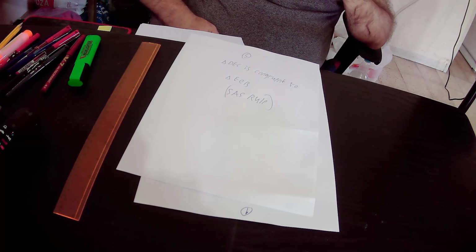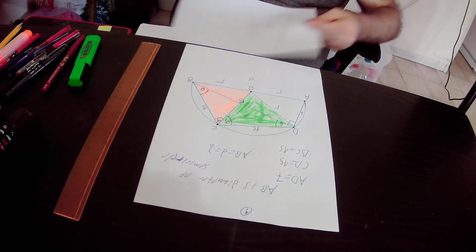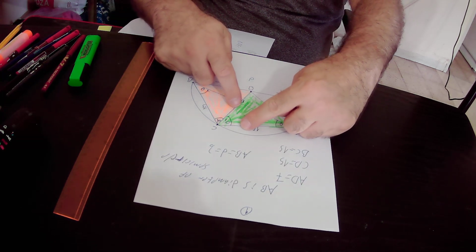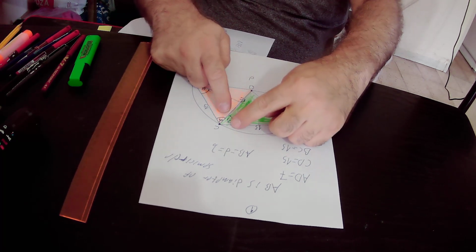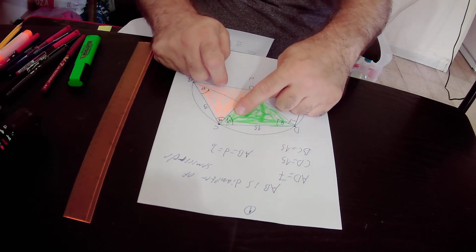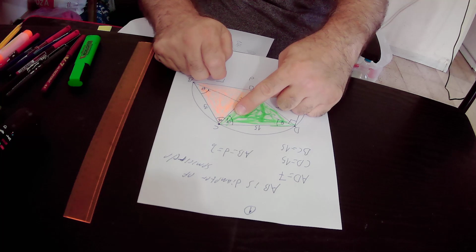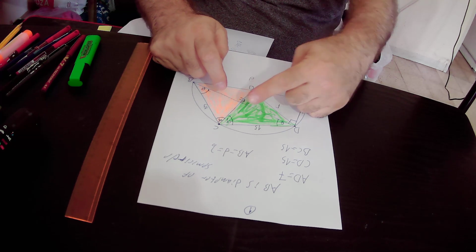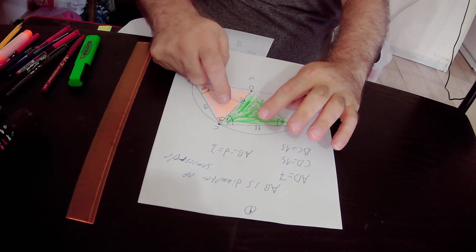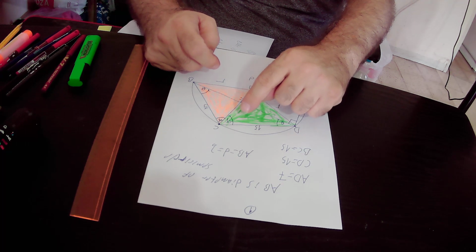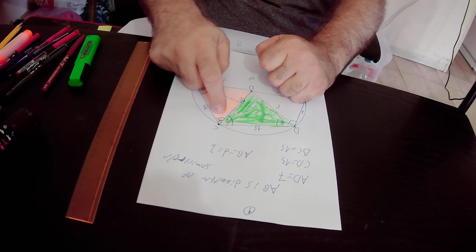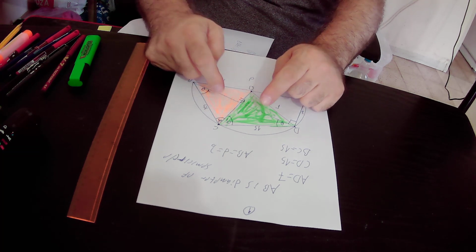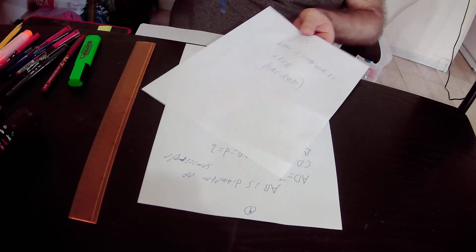The included angle is the angle between the two sides that are equal to the two sides of the other triangle. So if you have two sides and the included angle in one triangle that are equal to two sides and the included angle of the other triangle, then the two triangles are congruent according to the side angle side rule.